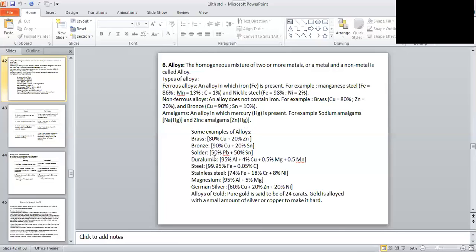Here are some examples of alloys with their composition. First is brass. It contains 80% copper and 20% zinc. So these are the different examples. You have to remember the composition of these alloys, and that is about this chapter, metals and non-metals.